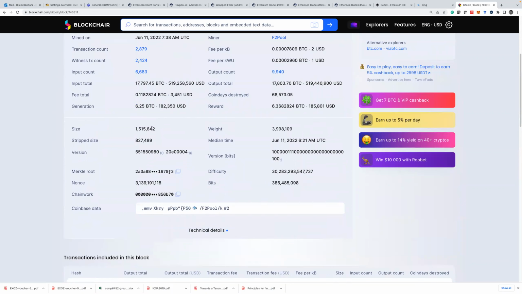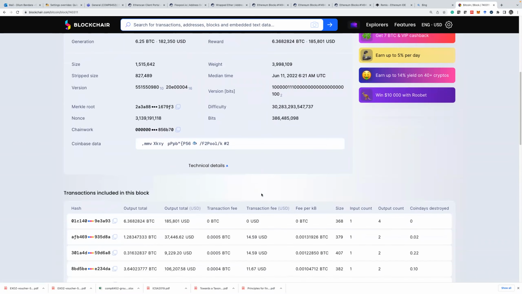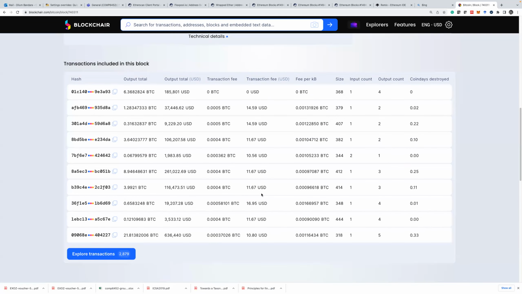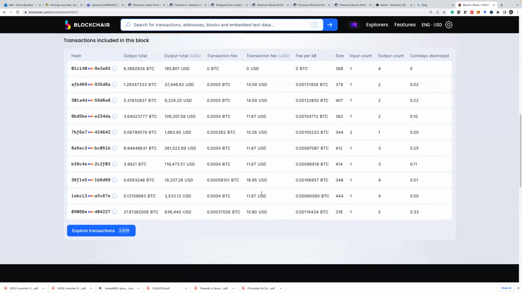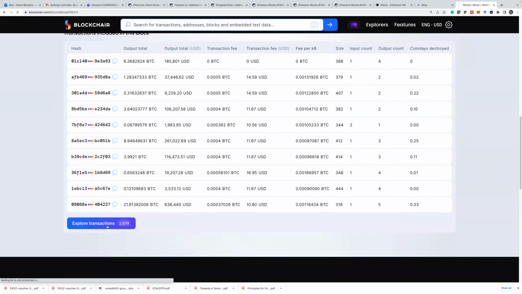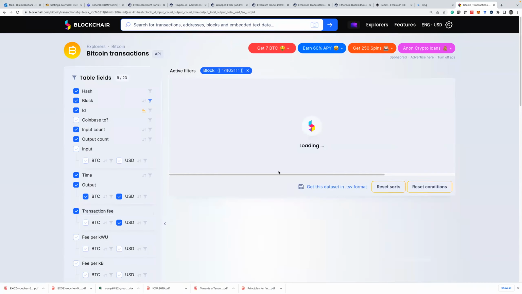Okay, so if you go into technical details, this block is about 1.5 megabytes. And this is the Merkle root I was talking about. All these 2,879 transactions are essentially captured as a signature using this Merkle root. And there's something called the nonce we'll talk about soon, and a few other things like weight, difficulty, bits. And then this is the list of transactions included in this particular block. If you click this, it will open up more and more.